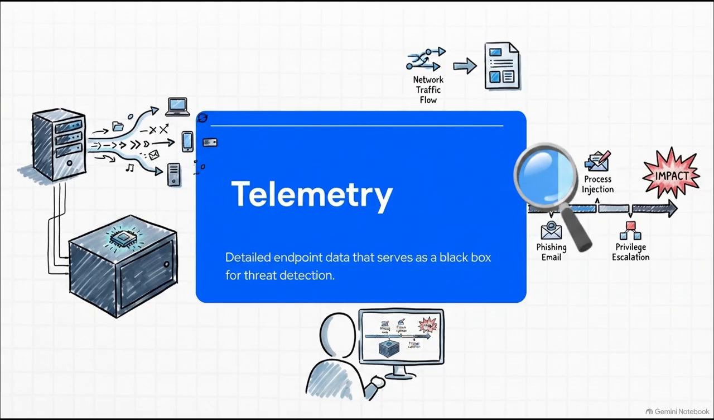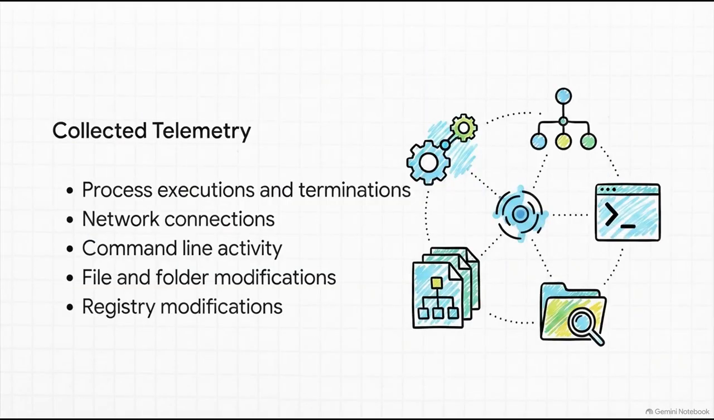Now, what's really interesting here is that telemetry doesn't just trigger alarms. It actually allows a security analyst to perfectly reconstruct the timeline of an attack. You can see exactly what happened right up to the moment of impact. So, what's actually inside this black box? It tracks process executions and terminations, every single network connection attempt, all command line activity, file and folder modifications, and changes to the registry.